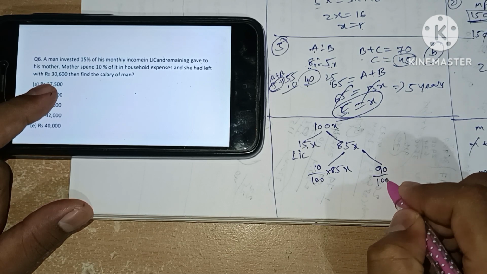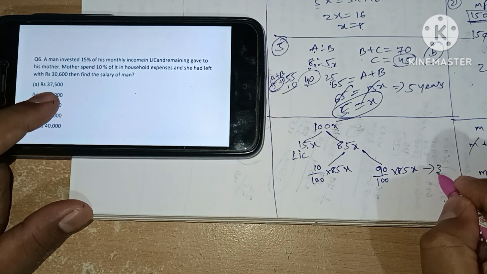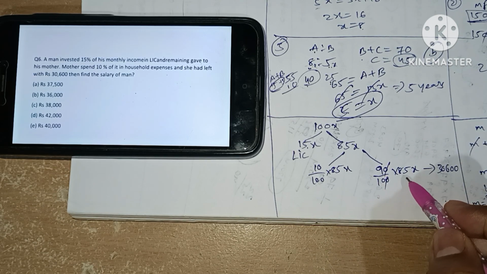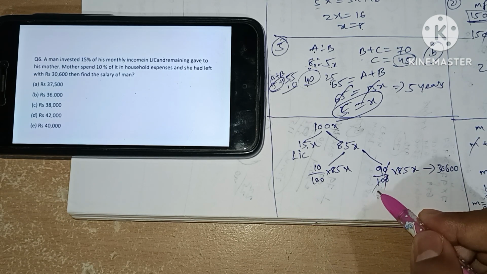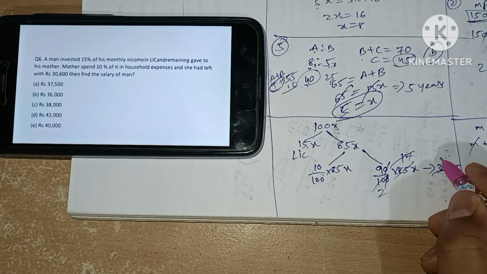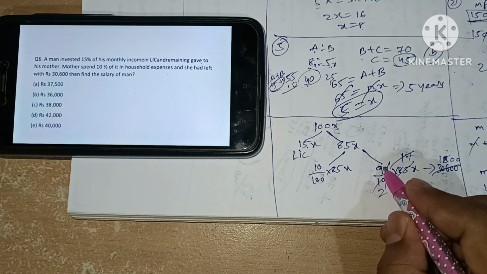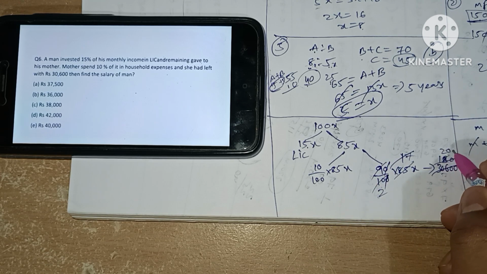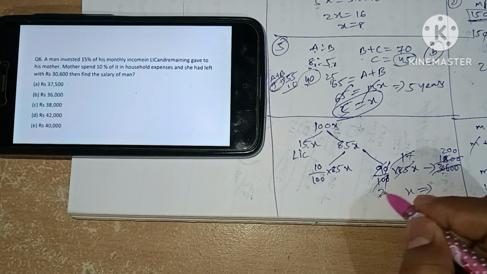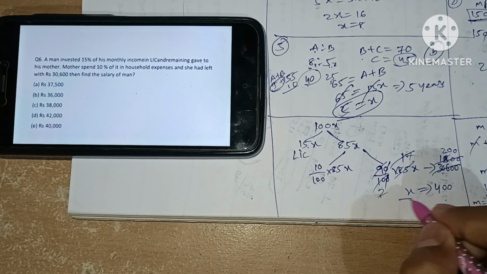So here we have 90 divided by 100 into 85 x, which is the whole, equals 30600. Zeros cancel. Here we have 5 times 2, and 5 times 17. We know that 17 times 18 is 306, so 18 and 00. Here we have 9 times 2 and 00, so the x value we get is 2 times 400, so 400 is the value of x.